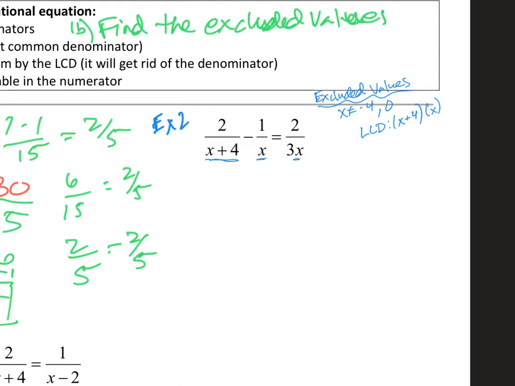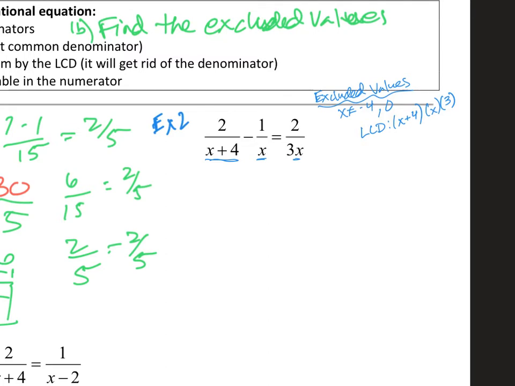Do you guys understand that? Just like in 15, the factor of 5 showed up twice, so I only write it once, correct? It only shows up once in 15. You guys understand that? All right. And then the last number I would need for my common denominator would be 3. So my least common denominator here is x plus 4 times x times 3.